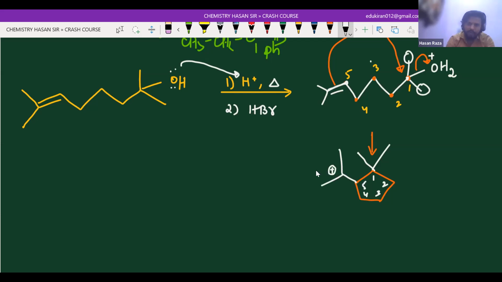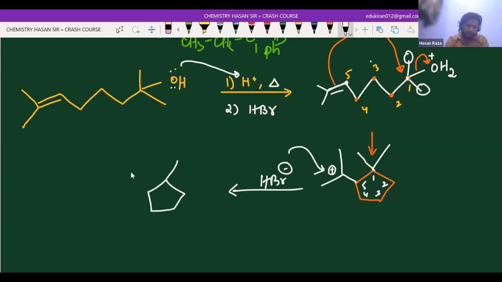Basically, hydride shifting takes place and the positive charge now comes here. So it will be attacking here and you will be getting this. Why did this rearrangement take place? You need to see the options, and according to that, you will get your answer.